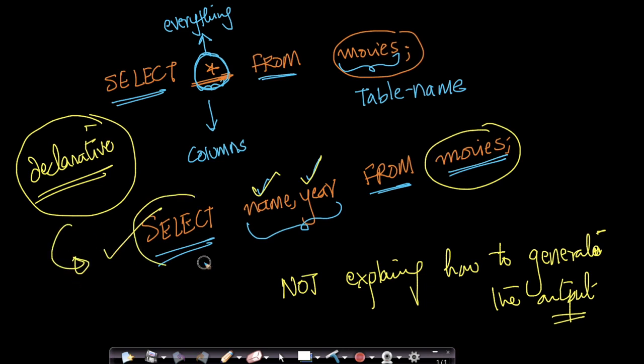So you're saying, I want to select these 2 columns from this table. How you get it is none of my business. That's why SQL is so simple, because you just say what you want without explaining how to generate the output. That's very, very important, right?